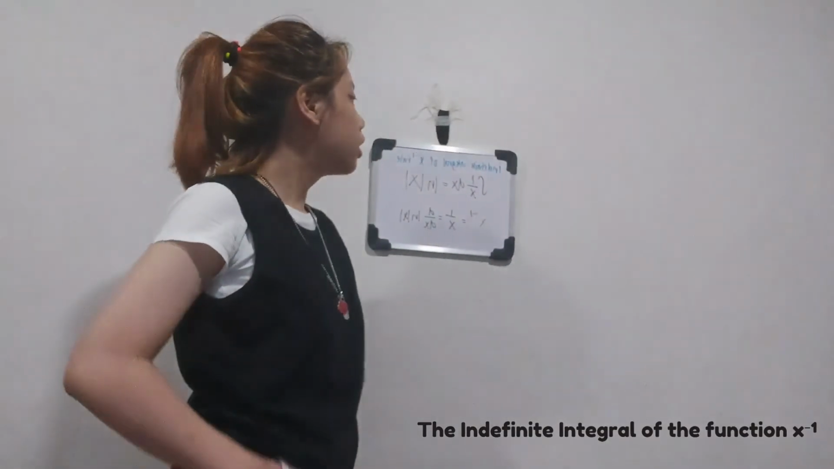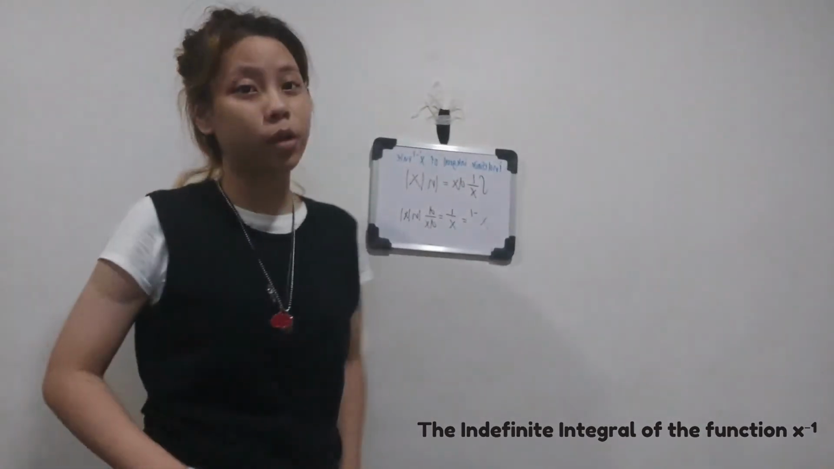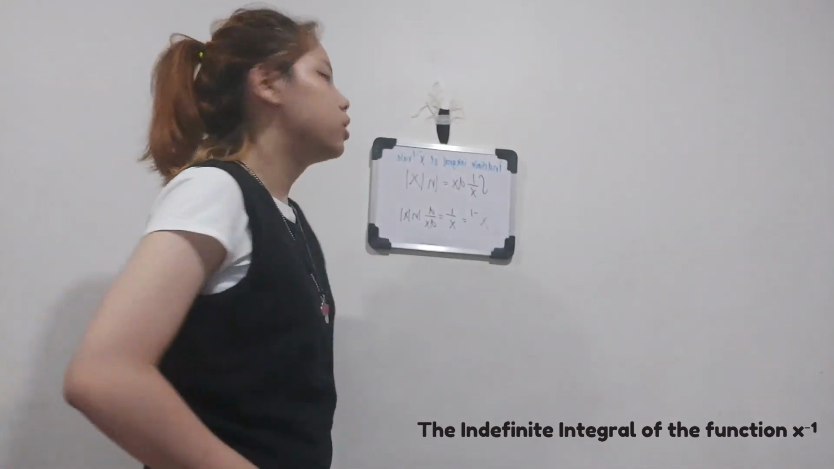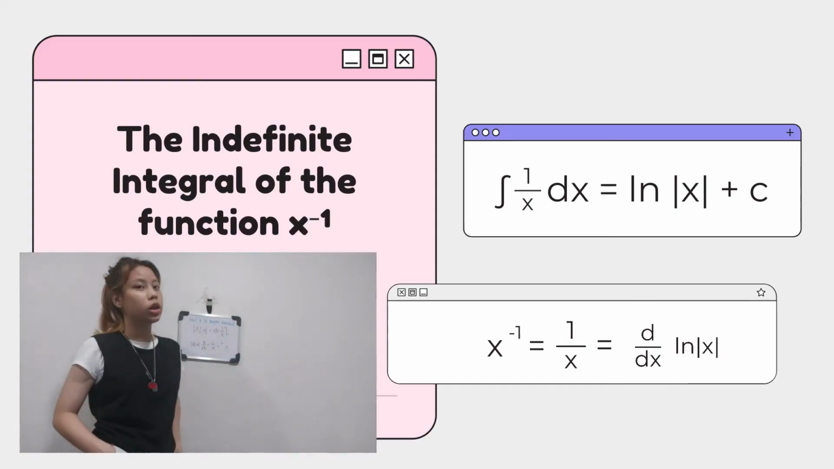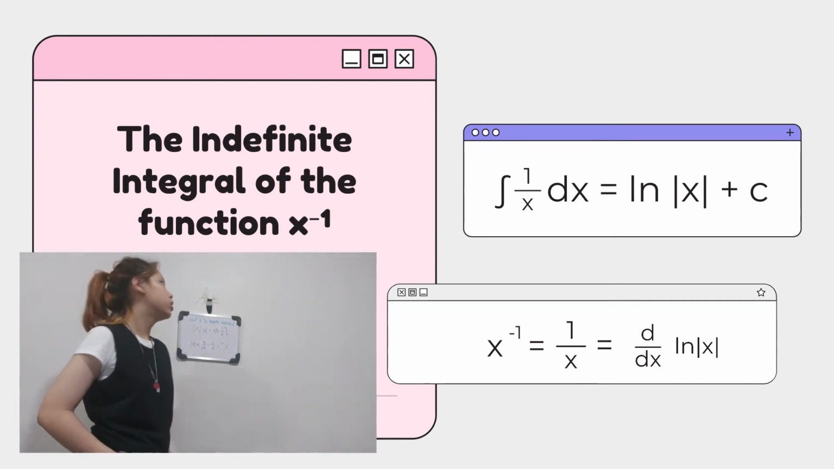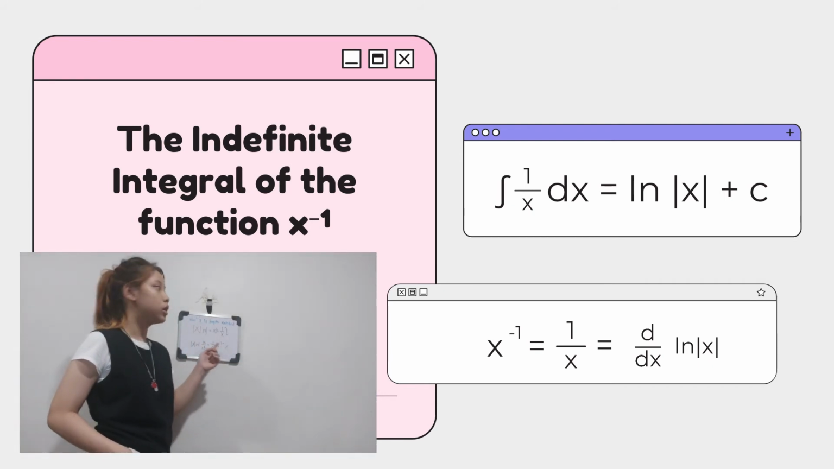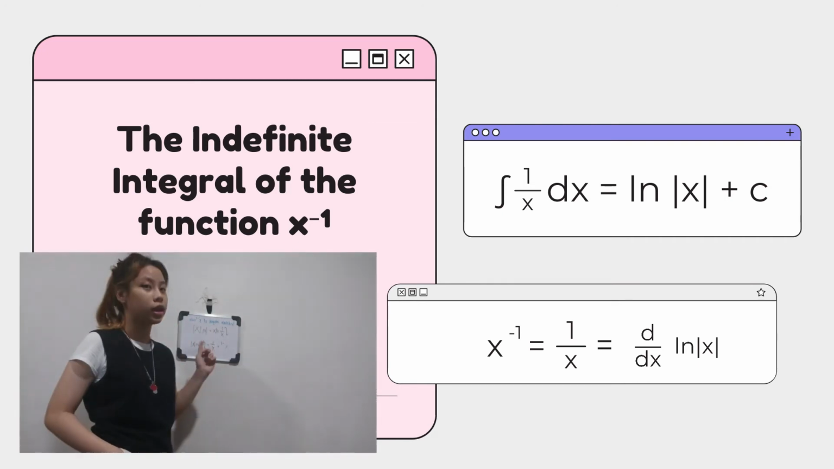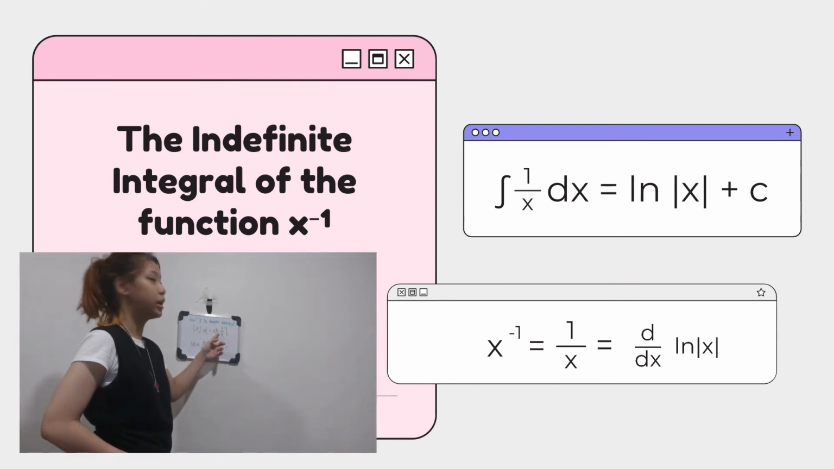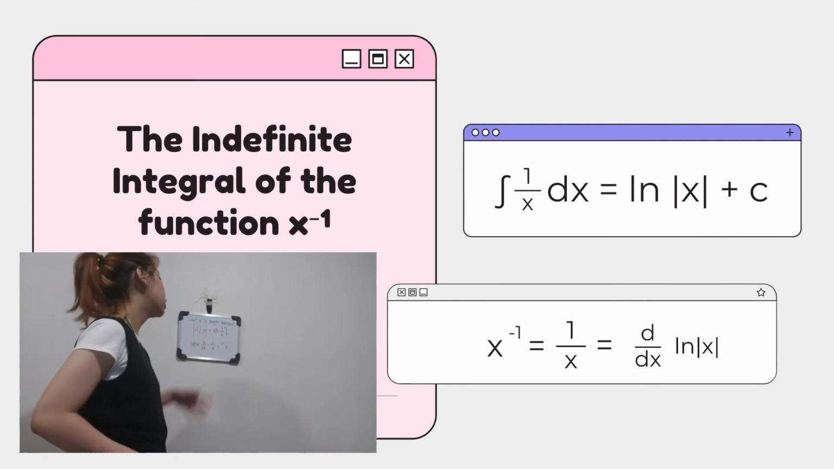So for our next rule, it is the indefinite integral of x raised to negative 1, or is known as the indefinite integral rule of logarithmic function. So why is it called the x raised to negative 1 rule? x raised to negative 1 is equal to 1 over x, which is also equal to the derivative of the natural log, or the ln x. The formula that is used for this is the integration of 1 over x dx is equal to the natural log, or the absolute value of natural log, or the ln x.